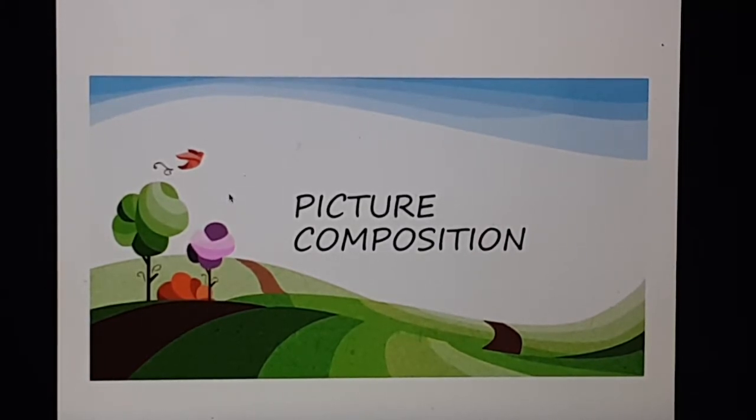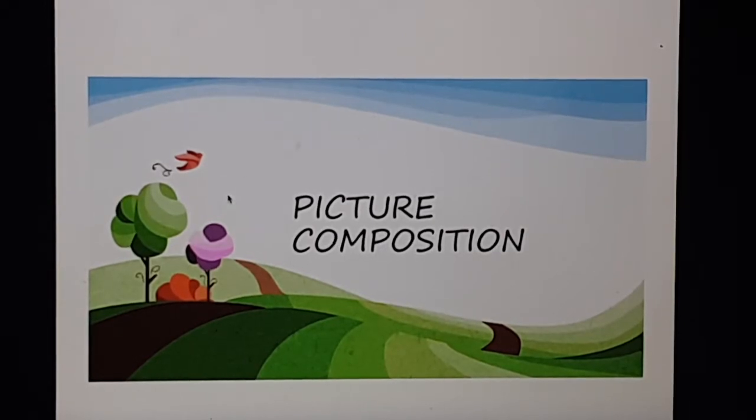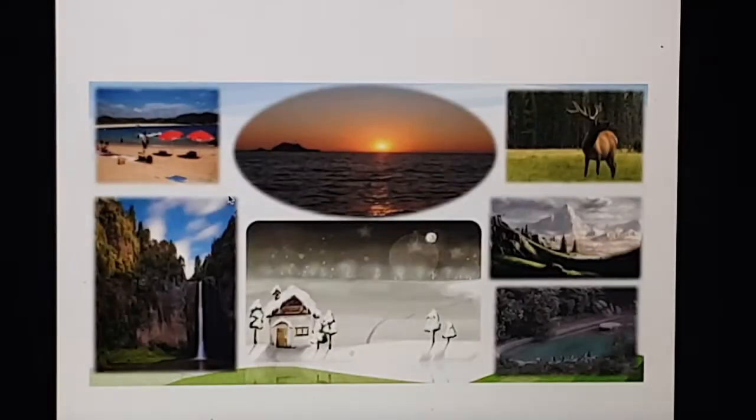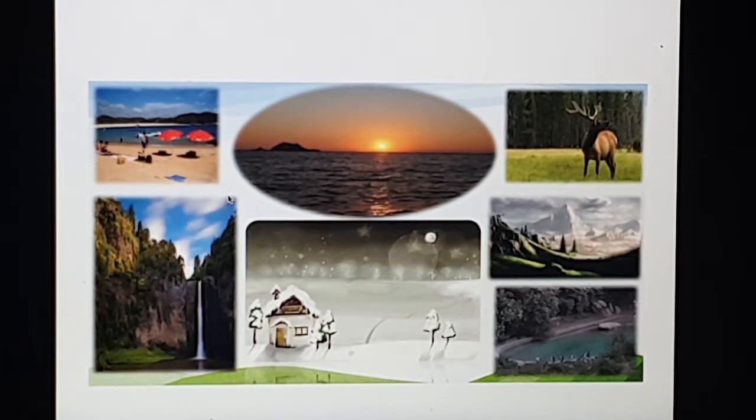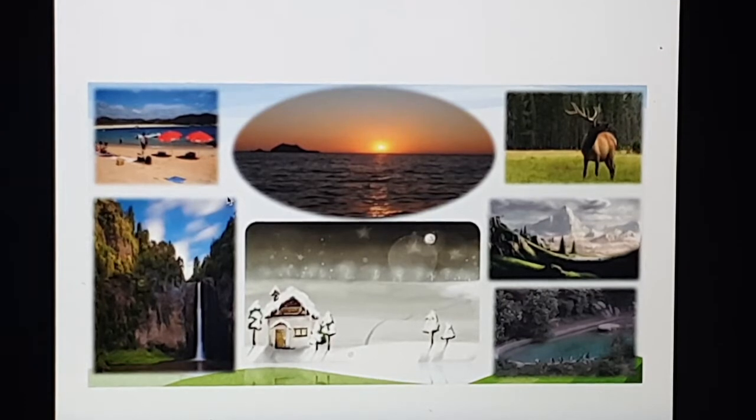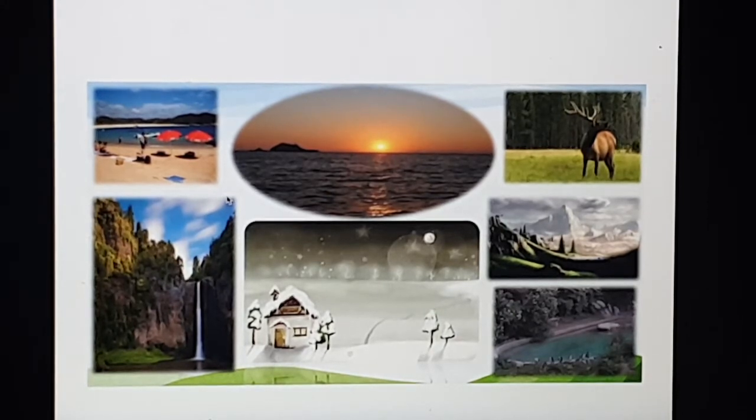So, composition can be in the form of a paragraph, a single paragraph, or it can be made of many paragraphs. So, here we are dealing with a picture and then composing it into a paragraph. So, when a story, a factual description, or a detailed account of any incident or happening is written with the help of a picture, it is known as picture composition.